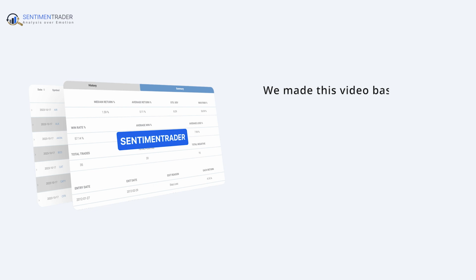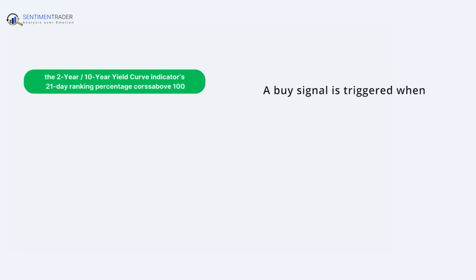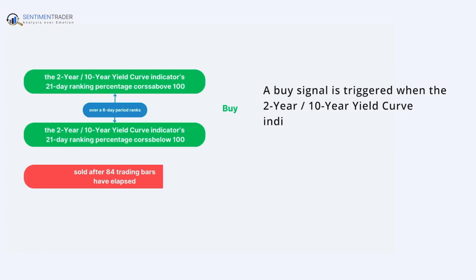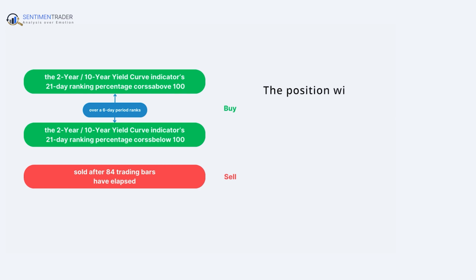We made this video based on a subscriber's request. He wanted to establish a backtest. A buy signal is triggered when the advisor and investor model indicator exceeds 0.1 and the ratio of the closing price to the moving average is below 1.01. The position will be sold after 84 trading bars have elapsed.